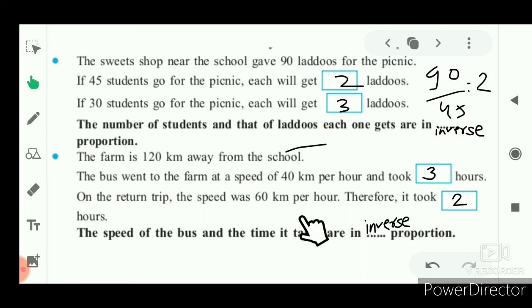So here speed is increased, so we will come home early. So the speed of the bus and the time it takes are in inverse proportion, right?